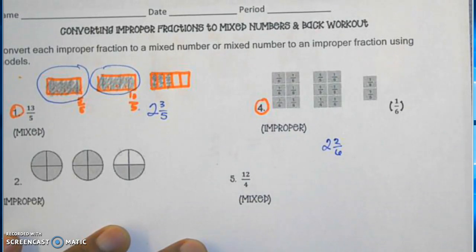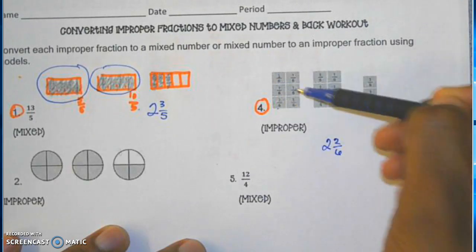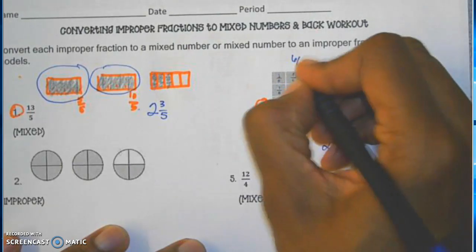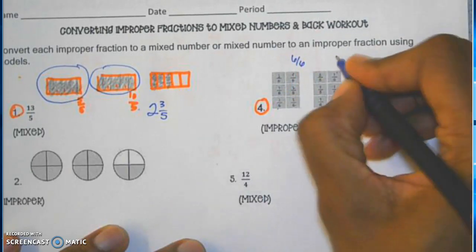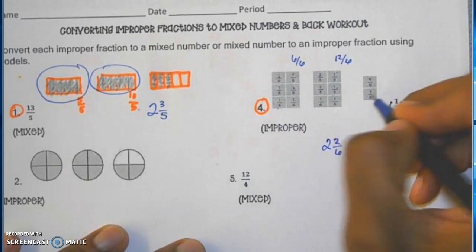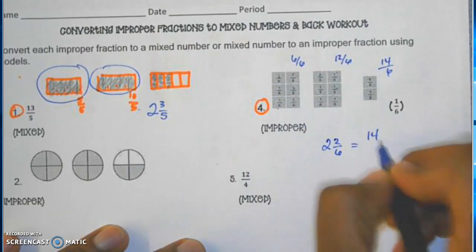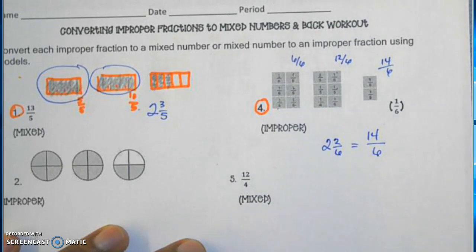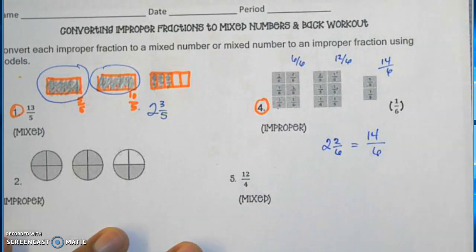So for this one, it's simple. All I have to do is count. 1, 2, 3, 4, 5, 6. That's 6 sixths. 7, 8, 9, 10, 11, 12. 12 sixths. 13, 14. 14 sixths. 2 and 2/6 is equal or equivalent to 14/6.